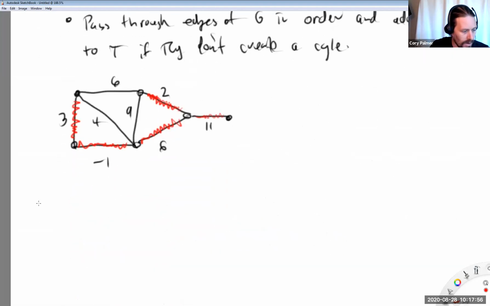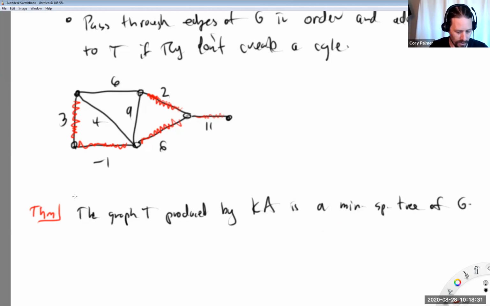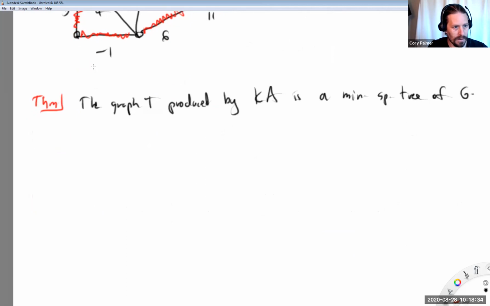All right, so I'm going to call this a theorem, but the theorem is just that Kruskal's algorithm is correct. Let's say the graph T produced by Kruskal's algorithm is a minimum spanning tree of G. So the algorithm's correct. It produces what we claim that it does, okay? All right, so let's do this in a couple of steps.